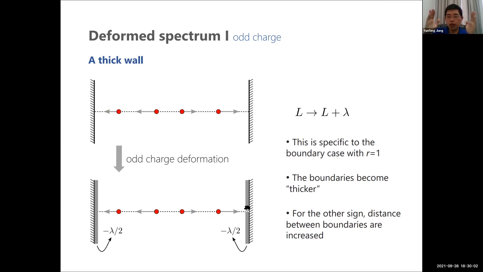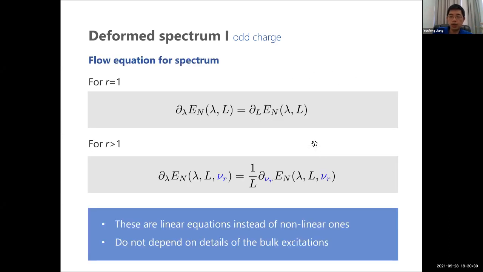And if your wall is thicker, then the free space between these two walls is, of course, smaller. And if you have the other sign of the deformation, then the effective distance between the two walls is increased. So you see, this increasing and decreasing of the distance between the two walls only involves the boundary. So this is something specific to the boundary. It doesn't change anything in the bulk. But still, it affects the spectrum in a very simple way.